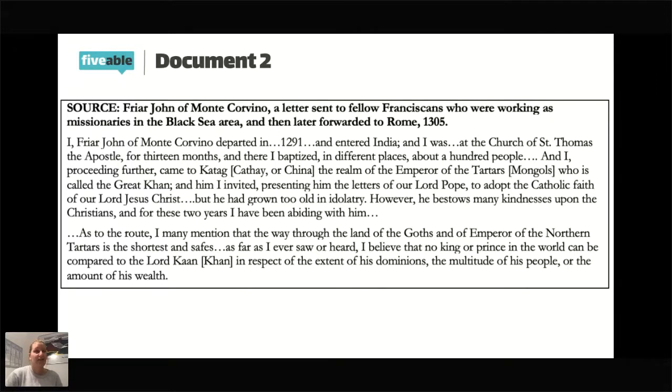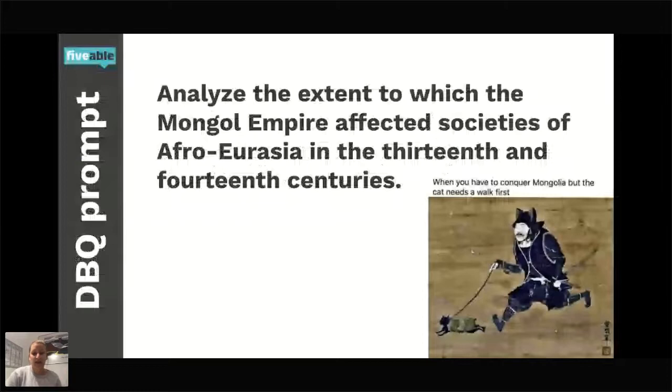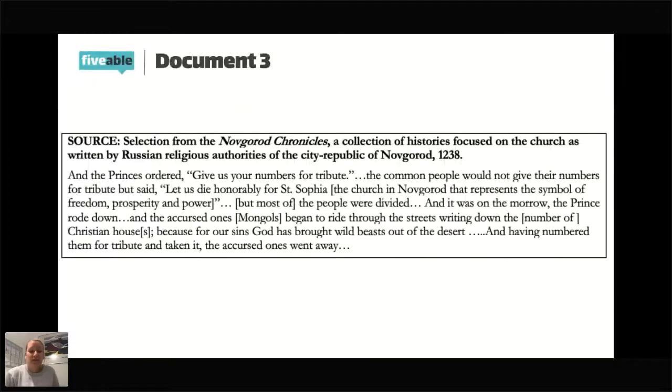All right, now that we've done an overview practice on those first two documents, with the rest of them we're going to go one step further. We're going to tie it back to the prompt. So let's remember what that prompt said. It was, I'll flip back so you can see it again: analyze the extent to which the Mongol Empire affected societies of Afro-Eurasia. So we need to look at the impact that the Mongols had on Afro-Eurasia. So those first two were just, what do we look at for sourcing? Now we're going to pair them together. So then 3.